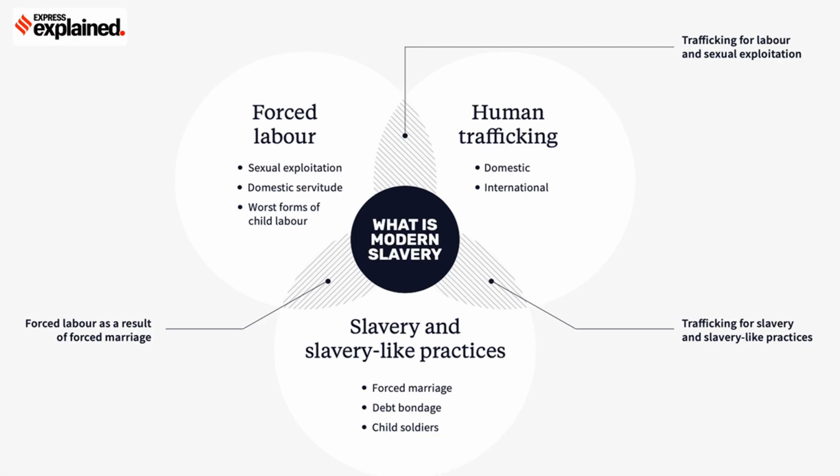Now, I'll make you understand what is forced labor, what is human trafficking, and how slavery and other practices together amalgamate to form modern slavery. Forced labor includes sexual exploitation, domestic servitude, and the worst forms of child labor. This is categorized under forced labor. When it comes to human trafficking, it can be domestic or international, and slavery-like practices include forced marriage, debt bondage, and child soldiers. So everything together is called modern slavery. It has an amalgamation of all three: forced labor, human trafficking, and slavery-like practices.